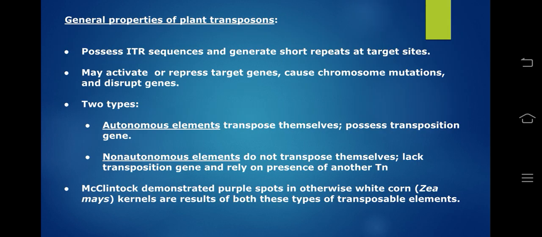General properties of plant transposons: they possess ITR sequences and generate short repeats at target sites. Many activate or repress target genes, cause chromosome mutations, and disrupt genes. There are two types: autonomous elements transpose themselves and possess transposition genes. Non-autonomous elements do not transpose themselves, lack transposition genes, and rely on the presence of another transposable element.